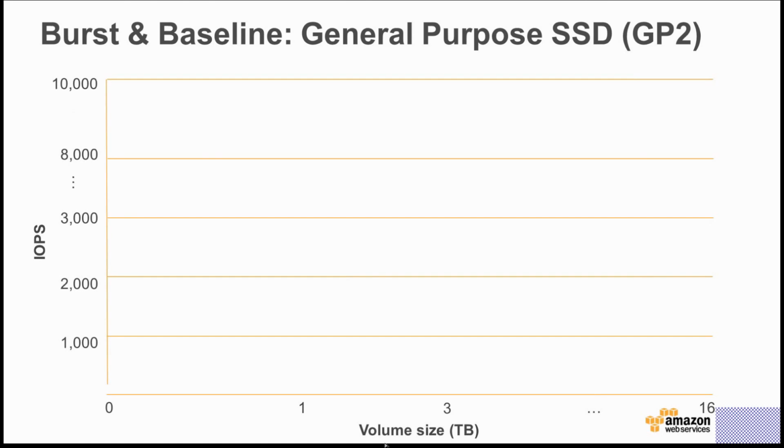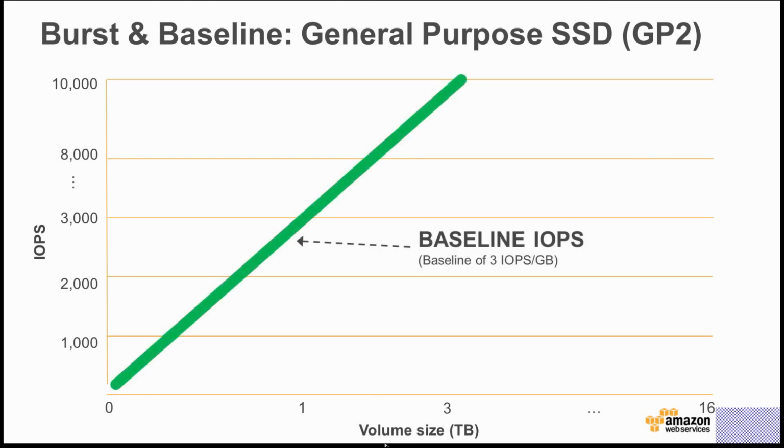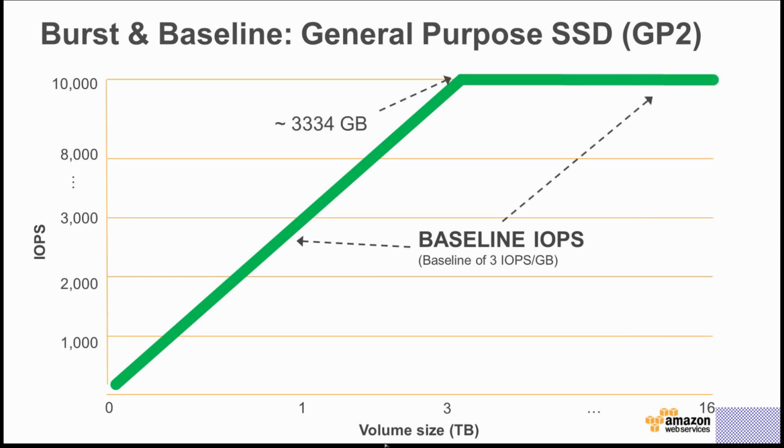On this slide, we're going to see on the horizontal axis the volume size, and the vertical axis the IOPS performance. First, we show the green line. The green line is the baseline performance of GP2 volumes. You get 3 IOPS per gigabyte to a max of 10,000 IOPS. Volumes larger than 3,334 gigabytes will have a baseline performance of 10,000 IOPS.